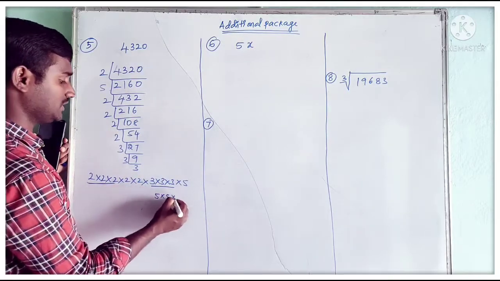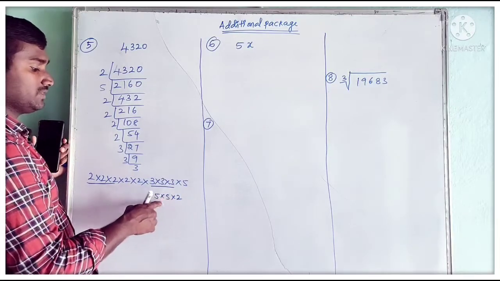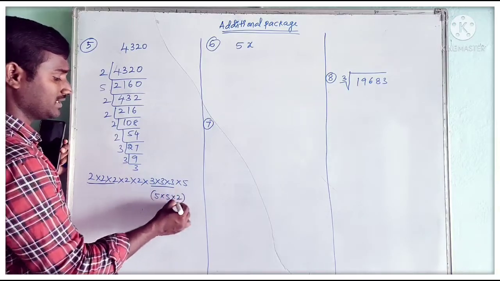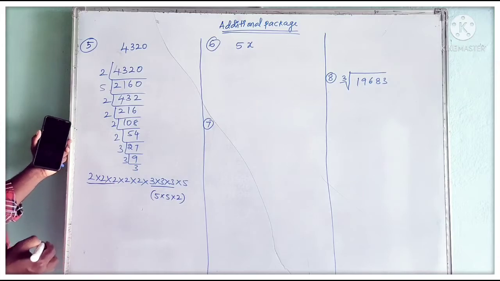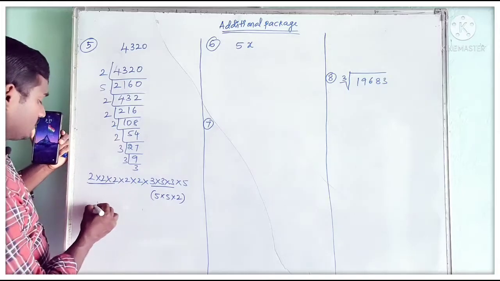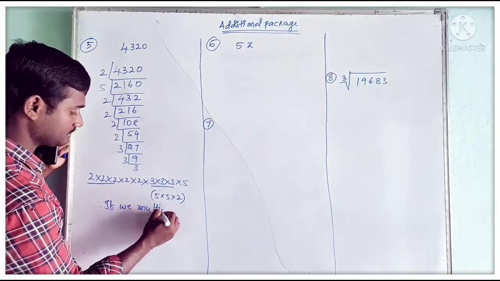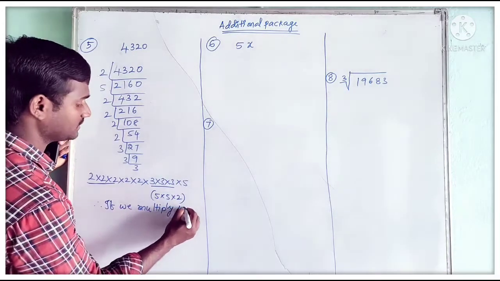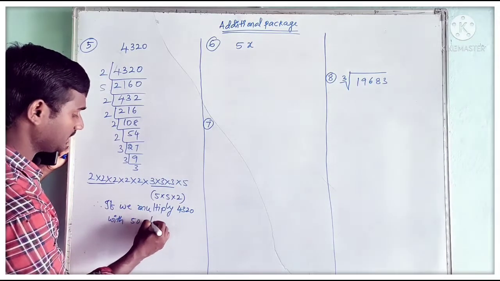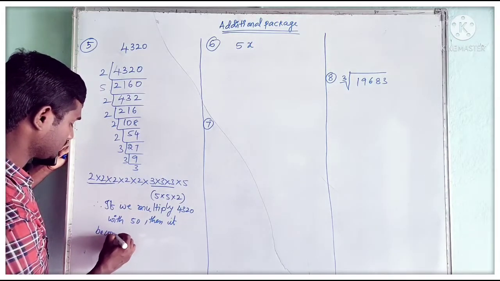How many 2s we need more? 1 2. So 1 2 we need and 2 5s we need. So if you multiply with this number, then it becomes a perfect cube. So what is the product now? 5 5s are 25, 25 2s are 50. So therefore, if you multiply 4320 with 50, then it becomes a perfect cube.